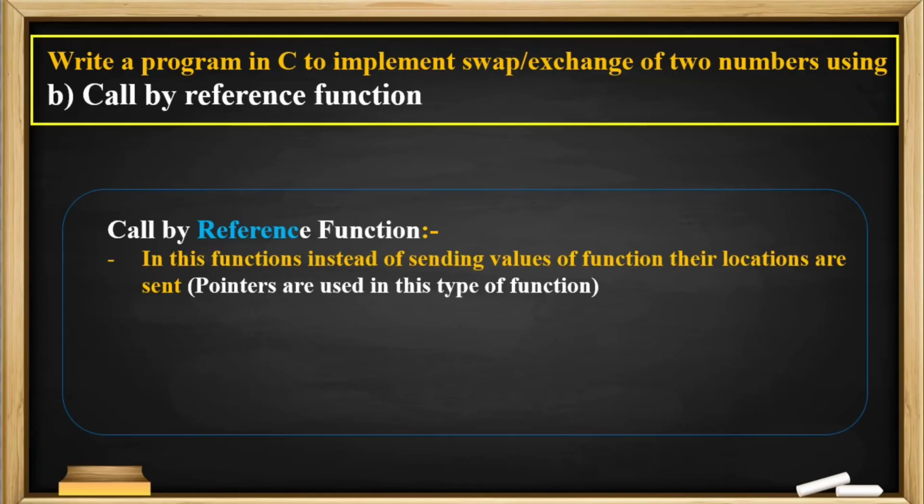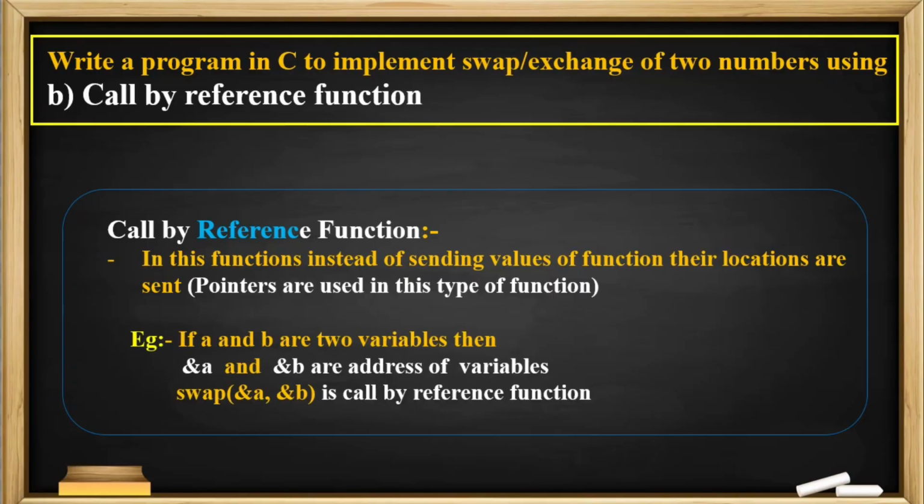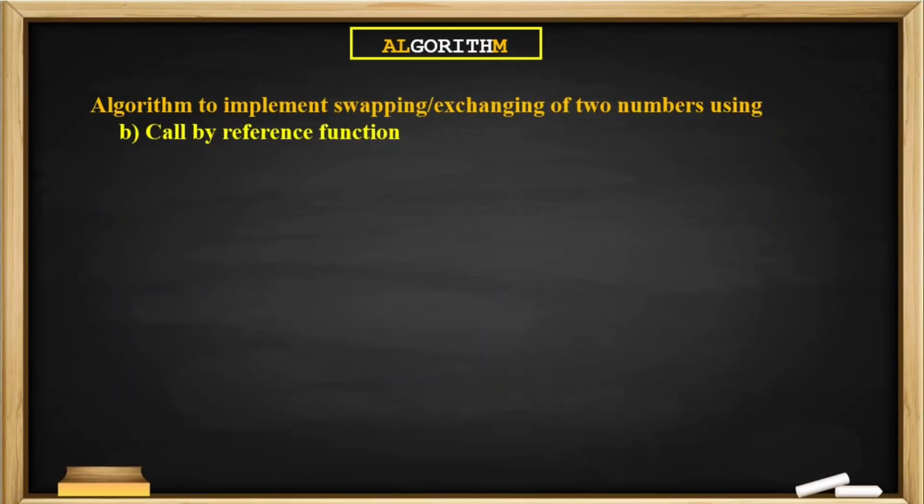In call by reference function, instead of sending values of a variable, directly we send their memory location. Pointers are used in this function to send address of a variable. If a and b are two variables, then &a and &b represent their memory location. So in call by reference function, we write swap(&a, &b).